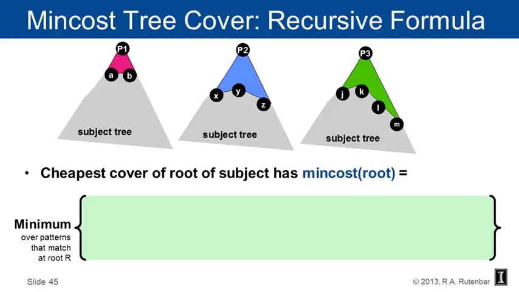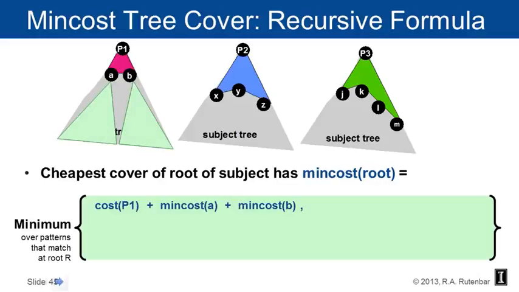What is the cheapest cover of the root of this subject tree? Well, what I know is it has the minimum cost root, minimum cost R. I can write an equation for that. That's the minimum over all of the patterns that match at root R. So that's the minimum over if I put P1 at the top, or if I put P2 at the top, or if I put P3 at the top. I can actually write that as an equation.